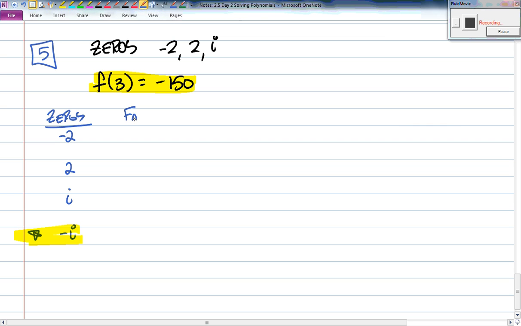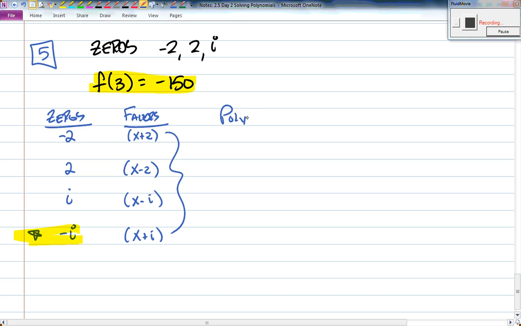So let's talk about our factors now. Our factors are, if negative 2 is a zero, what's the factor? x plus 2, very good. If 2 is the zero, what's the factor? x minus 2, very good. If i is the zero, what's the factor? x minus i, very good. And if negative i is the zero, x plus i. Okay, so I have 4 things here. I'm going to then multiply them together to generate my polynomial. So I'm going to have x plus 2 times x minus 2 times x minus i times x plus i.